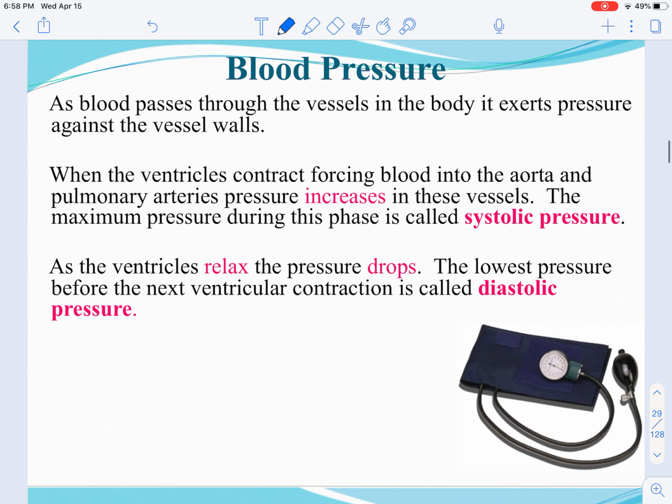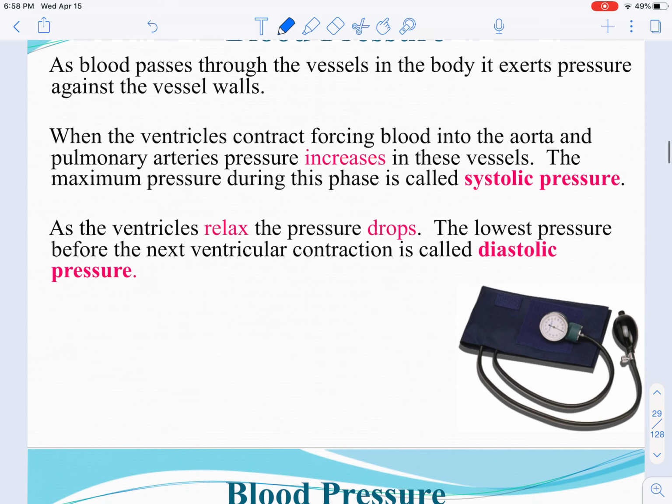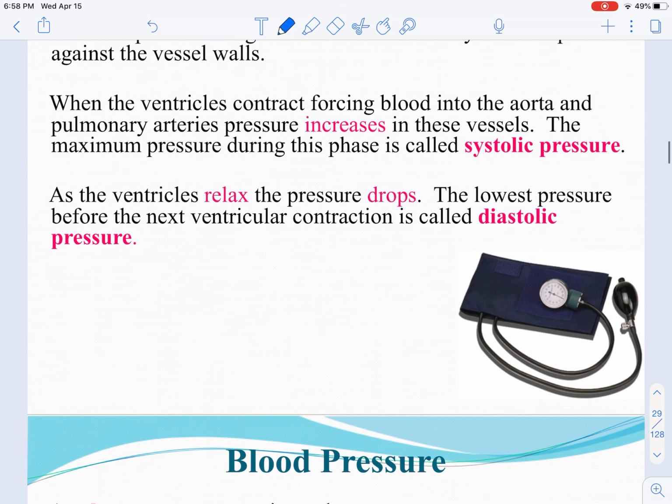Blood pressure is created when the ventricles are forcing blood through your vessels, and as the ventricles are contracting and forcing blood, that would be a very high systolic pressure. When the heart is filling, though, we call that a diastolic pressure. It'll be lower because it's not.